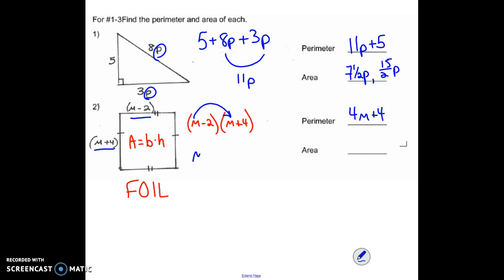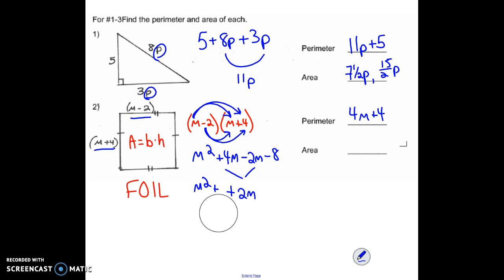M times m is m squared. M times 4 is plus 4m. Negative 2 times m is negative 2m. And negative 2 times 4 is negative 8. When I simplify this expression, these two terms combine to be a positive 2m. So I've got m squared, and I need two pluses. M squared plus 2m minus 8. M squared plus 2m minus 8.